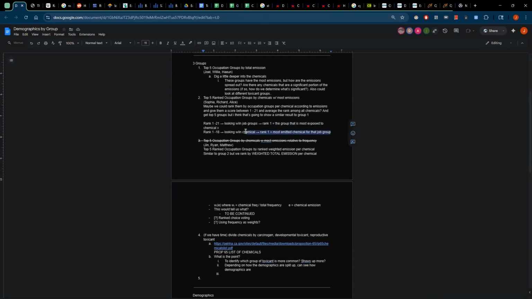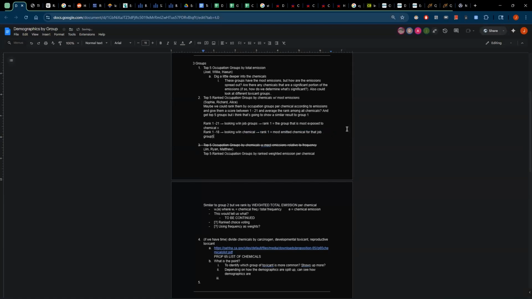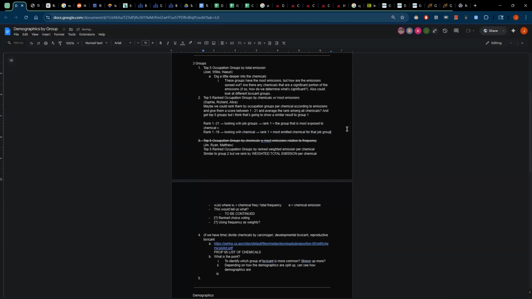It's just which chemical has the highest exposure across all the groups taken into account. Oh, maybe this would help, when we planned this out a few days ago, what we did for group two is we ranked them 1 through 21. So that was looking within job groups. That meant the group that is most exposed to chemical X, compared to if we did rank 1 through 18, which is within chemicals, we would be looking at the most emitted chemical for that job group.